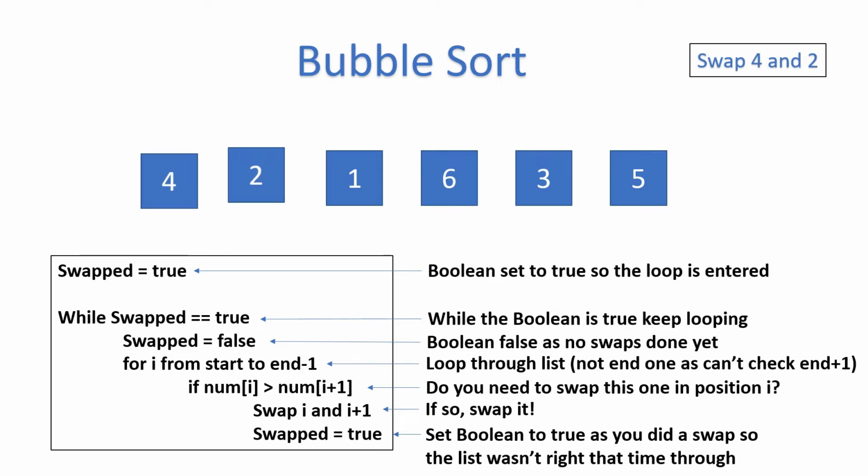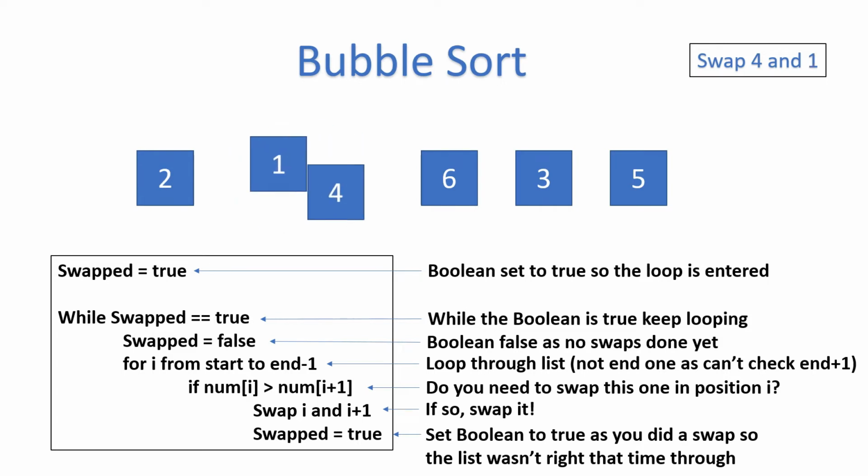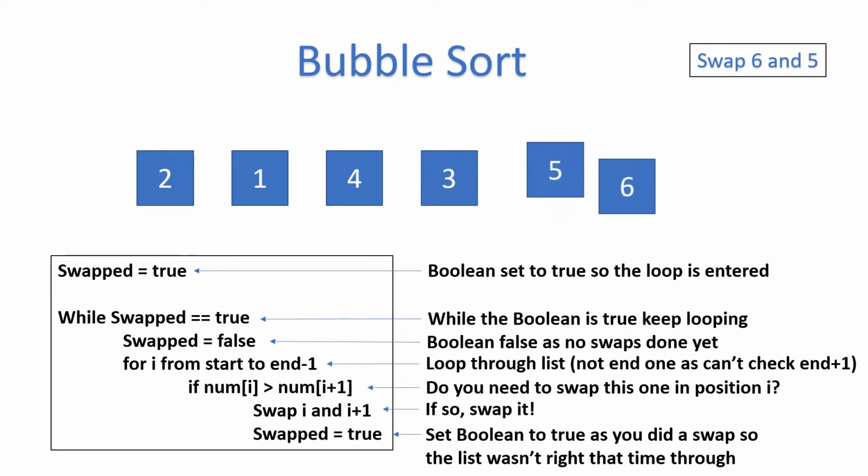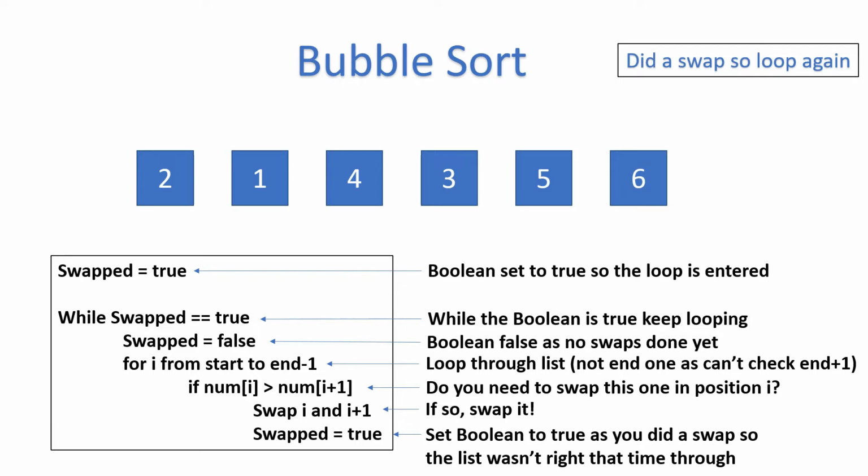First thing it does is it swaps the 4 and the 2. Then it swaps the 4 and the 1. Then it won't swap the 4 and the 6. It will swap the 6 and the 3. And then it will swap the 6 and the 5. It's gone through the for loop from the beginning to 1 away from the end. It did do some swaps, so it's going to go around the while loop one more time.